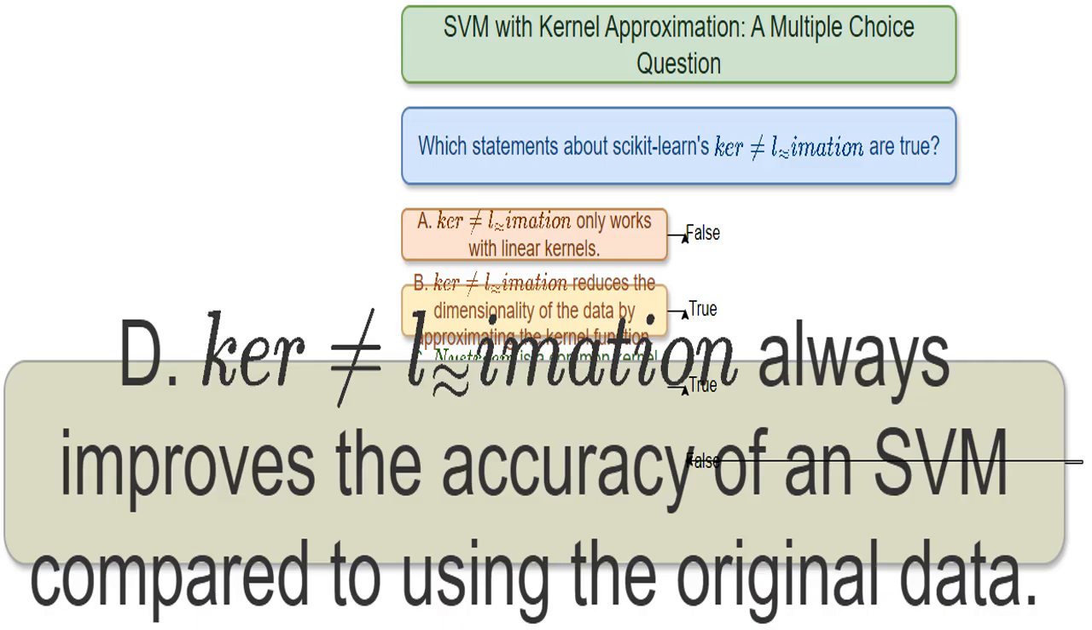This statement is false. While kernel approximation dramatically improves training speed, there's always a trade-off. The approximation might slightly reduce accuracy because it's, well, an approximation. The improvement in speed often outweighs the minor loss in accuracy, but it's something to keep in mind.